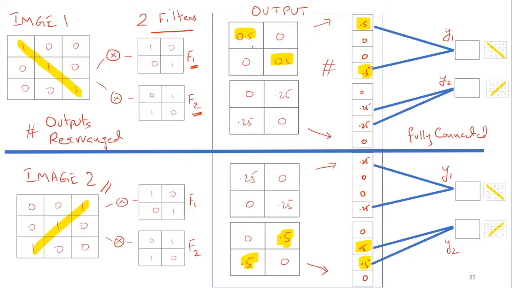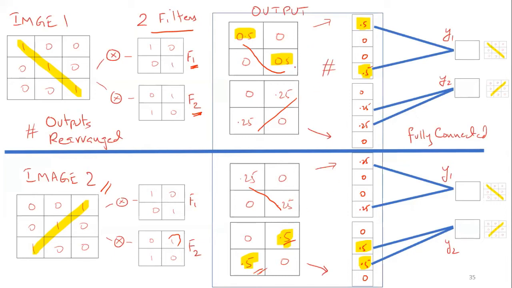What do we get at the output? We've already seen this. So this output is going to be 0.5 over here. When you apply filter one, and when you apply filter two, it's going to look like this. When you apply filter one on image number two, it's going to have small numbers. But when you apply filter number two, it's going to have big numbers, which are going to look like this.